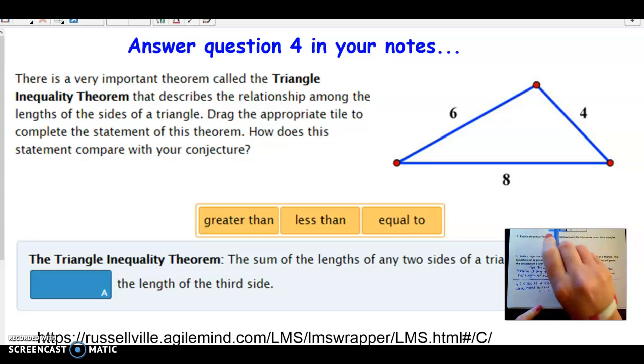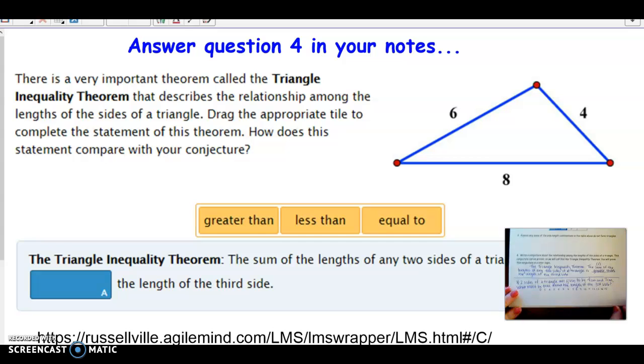So hopefully you always saw that anytime you added two sides together, it had to have a certain relationship to the third side. And so is it greater than, less than, or equal to? Well, we saw when it was less than that those other two sides would never meet. And we saw when it was equal to, it just fell flat into a flat line. So obviously the sum of any two sides of a triangle has to be greater than the length of the third side. That's why it's called the inequality theorem, because of that greater than relationship.